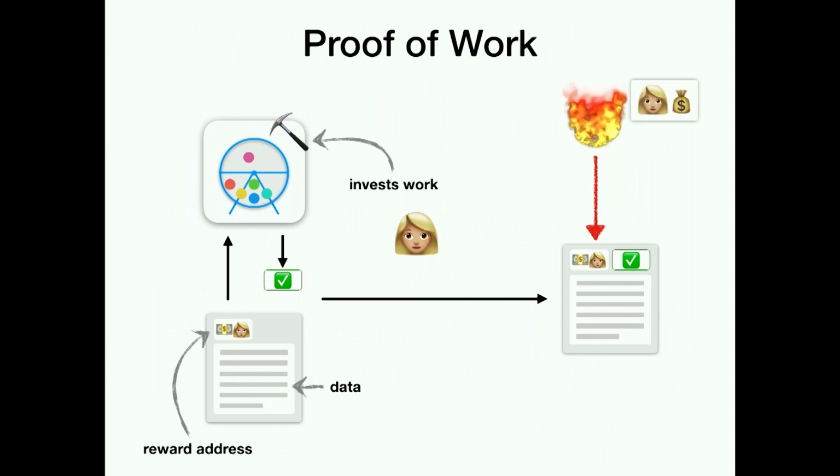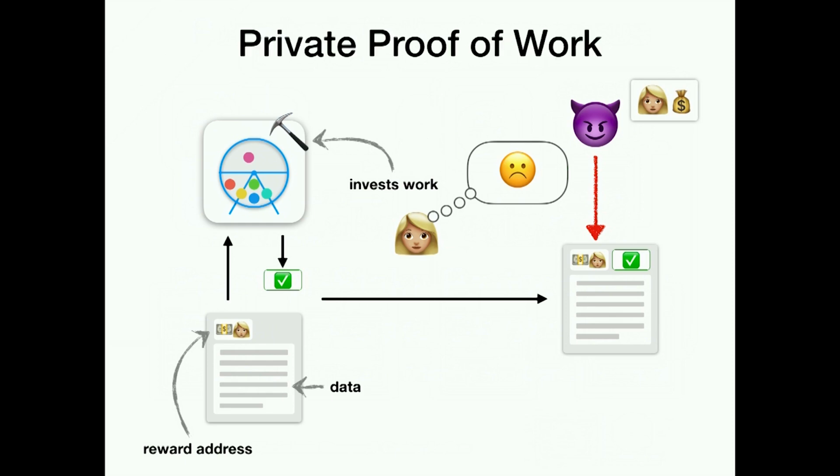But here comes the bad guy. Obviously, the adversary wants to find out how much money Alice has, and it's quite easy for him to find this out because he just simply looks at the reward address and says, oh yeah, that's a block by Alice, so now Alice has block reward more money. So Alice is not happy about that, but for private proof of work, there's not much to be done.